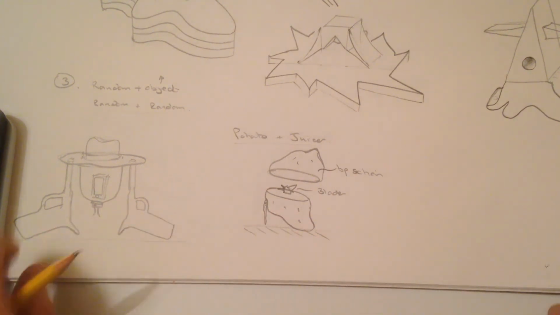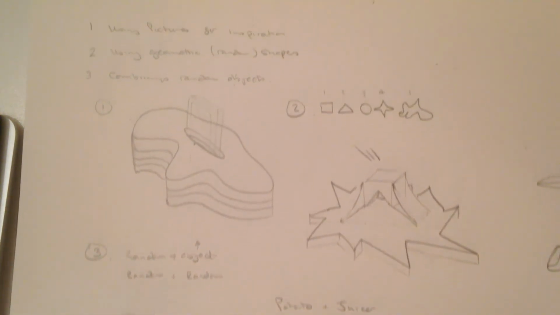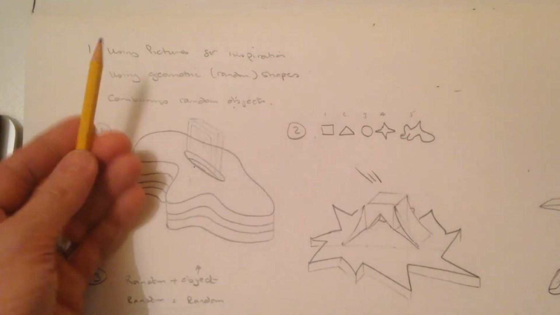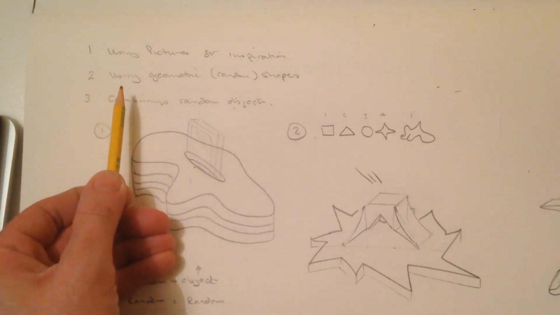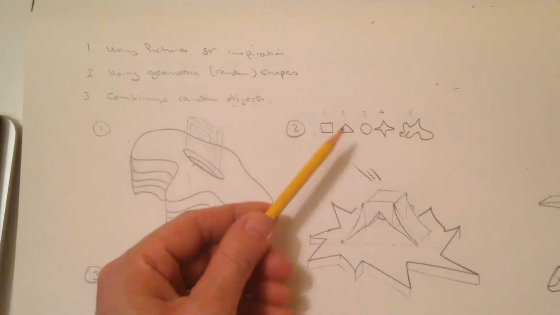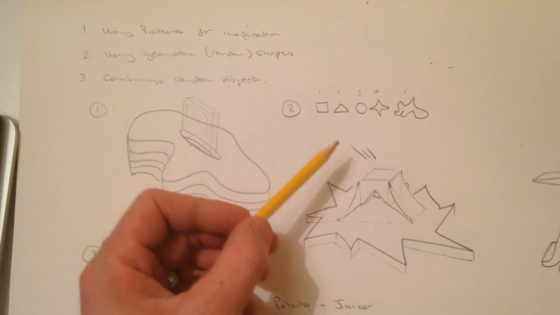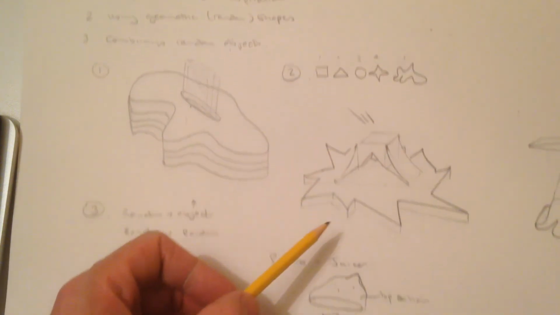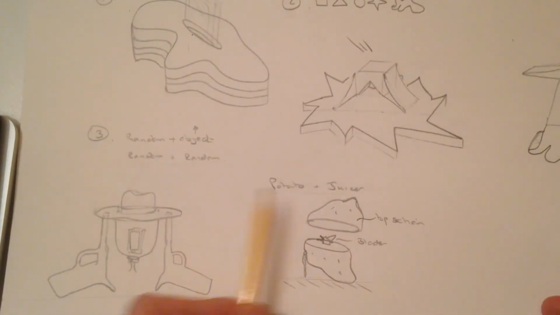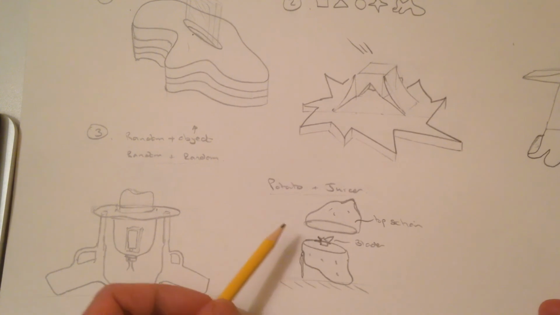So there we go. As far as this video is concerned, we've looked at 3 methods for generating creative ideas: using pictures for inspiration, particularly good for our coursework and links to the mood board; using geometric random shapes, again good for creativity, particularly good for section 1 of the exam, section A; and then combining random objects, equally valid, but great as a fun starter to get your year 7s, 8s and 9s, get their brains warmed up to the concept of creativity.